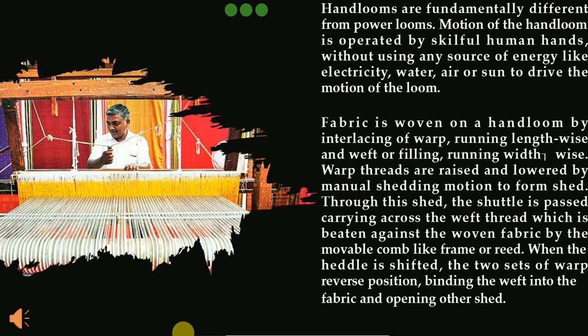Fabric is woven on hand loom by interlacing of warp, running lengthwise, and weft or filling, running widthwise. Warp threads are raised and lowered by manual shedding motion to form shed. Through this shed, the shuttle is passed carrying across the weft thread, which is beaten against the woven fabric by the movable comb-like frame or reed. When the heddle is shifted, the two sets of warp reverse position, binding the weft into the fabric and opening other shed.